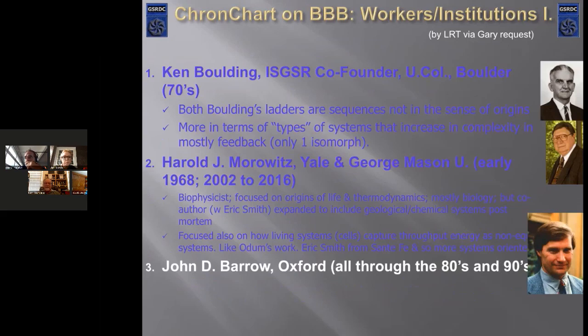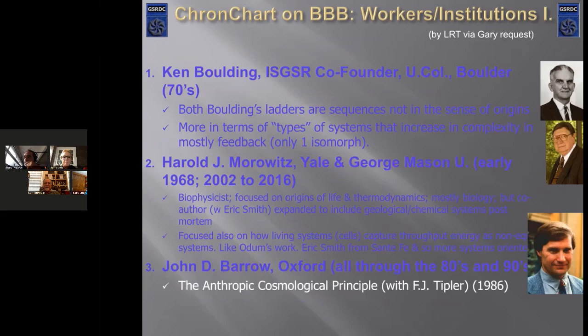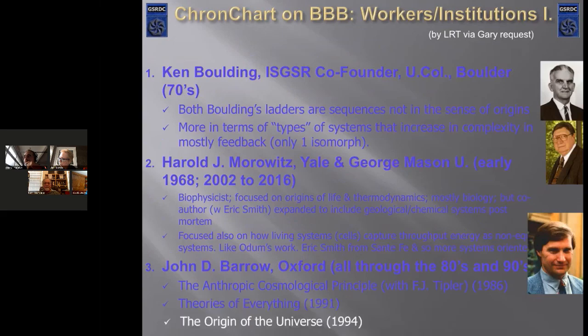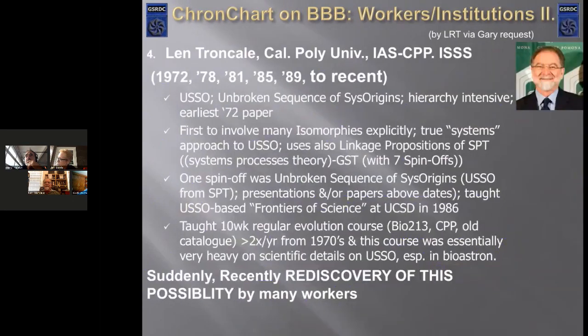Then I include John D. Barrow, whose books I have next to me here. All through the 80s and 90s, he wrote books like The Anthropic Cosmological Principle in 1986, Theories of Everything in 91, and The Origin of the Universe in 94. For some reason, these modern workers in the ISSS are not citing these old works, and these people have concentrated, perhaps because it's mostly physical systems, on the origins.